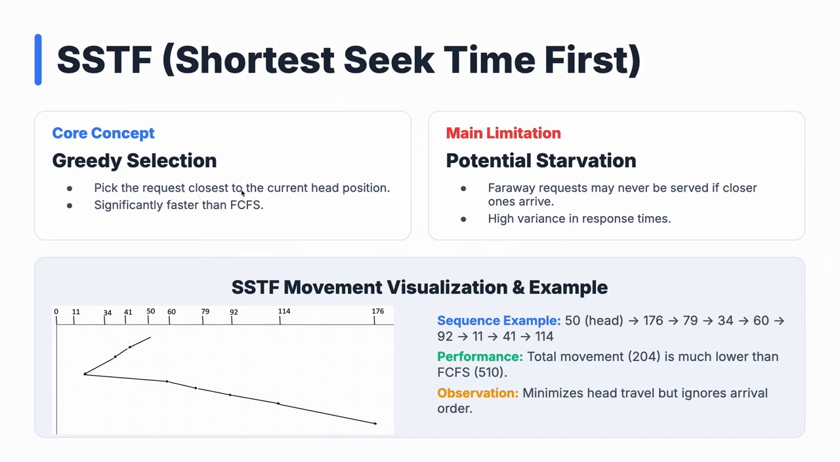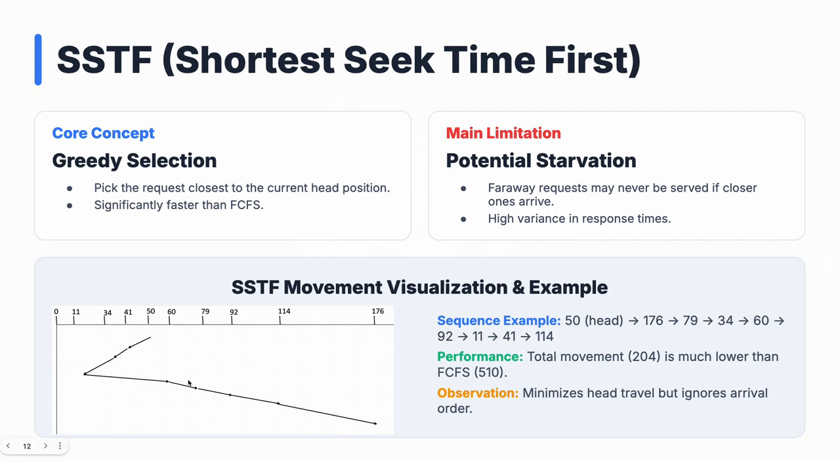It will pick the request closest to the current head position so that we can optimize for the head movement. So over here our head is at position 50. The closest is 41. So head will move to 41, and the next closest is 34, then 11, and so on. So it optimizes the head movement. If it was FCFS, we would have gotten 510 head movements, but now this is 204.